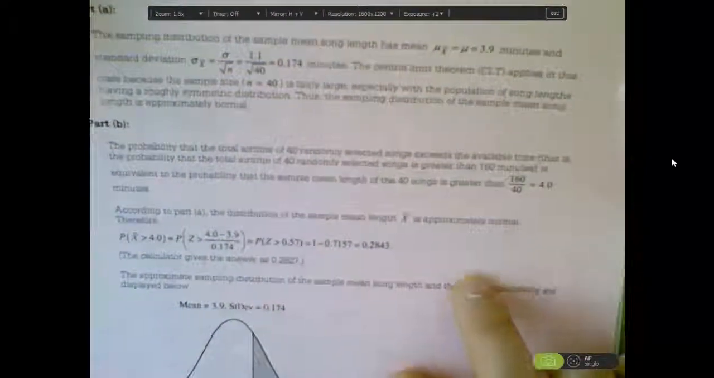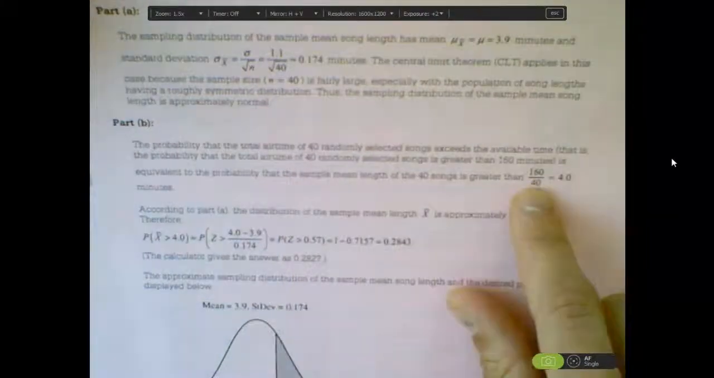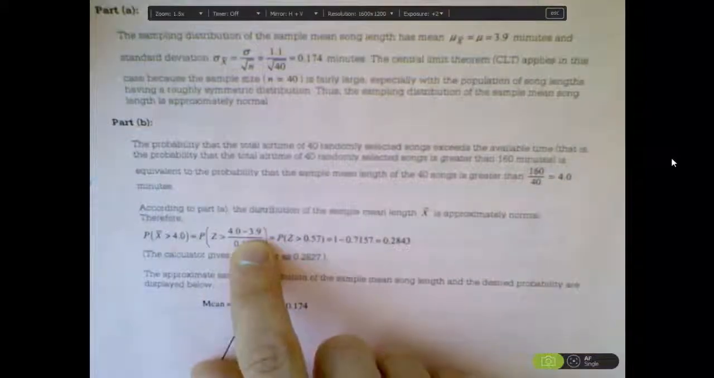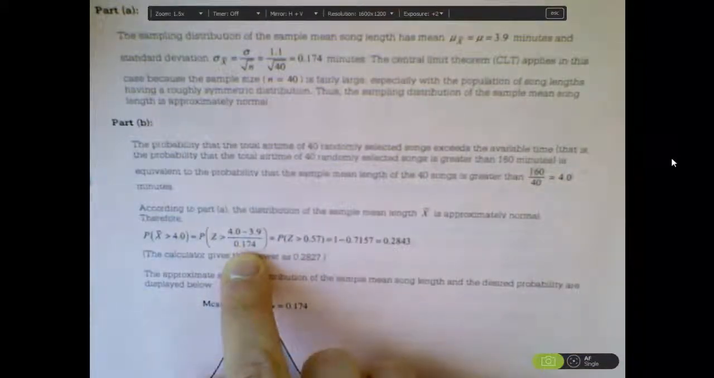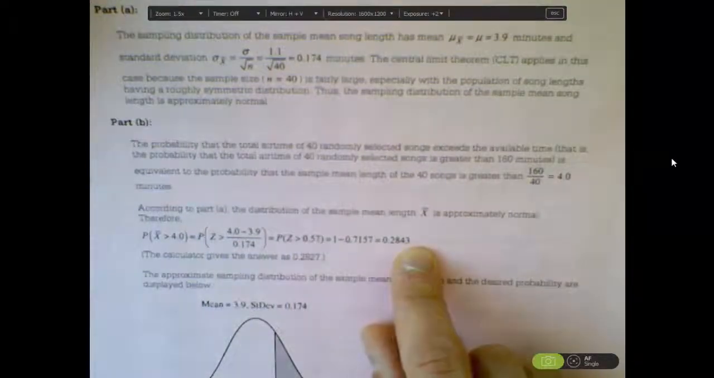I like this way a little bit more than my way, actually a lot more than the way I chose to do it. You have 160 minutes, 40 songs, so if I divide, the average needs to be 4. That's my statistic. I have a mean of 3.9 from part A and a standard deviation of 0.174. Get a z-score, calculate the probability. That, in my mind, is easier than the way that I chose to do it.